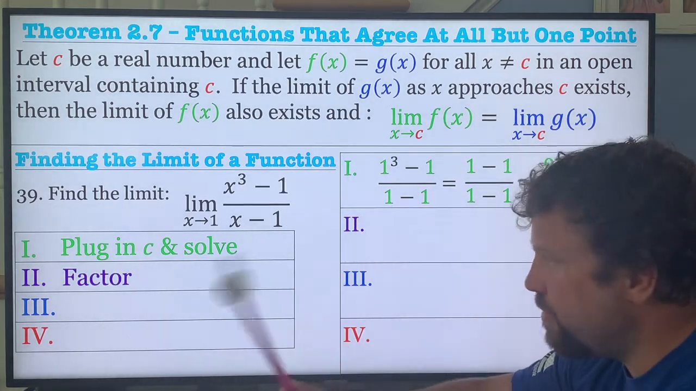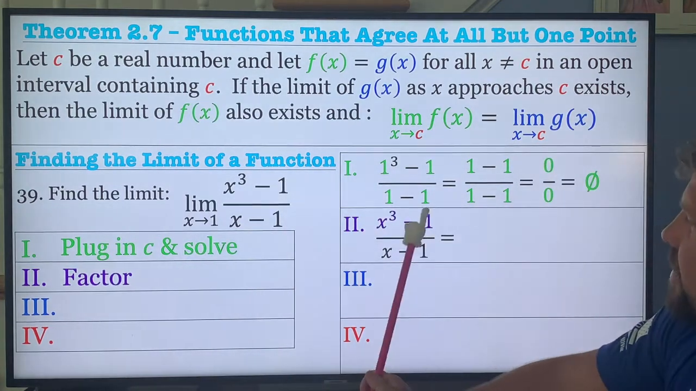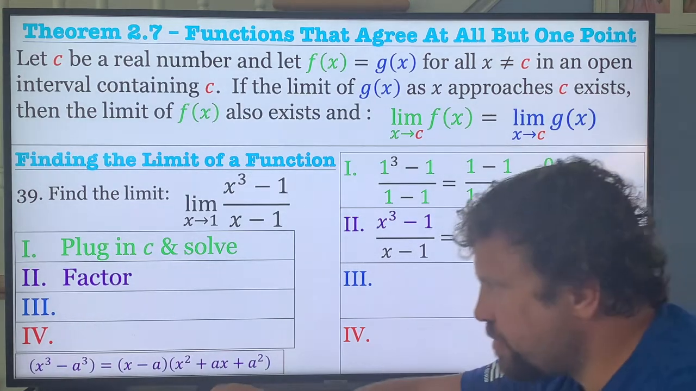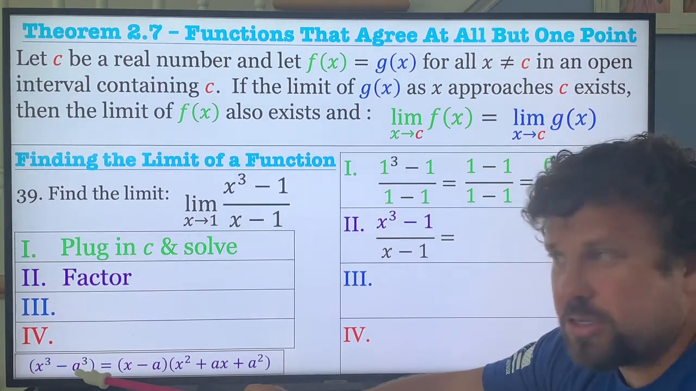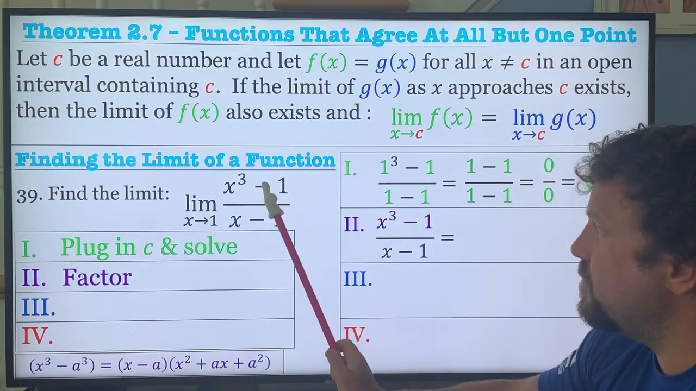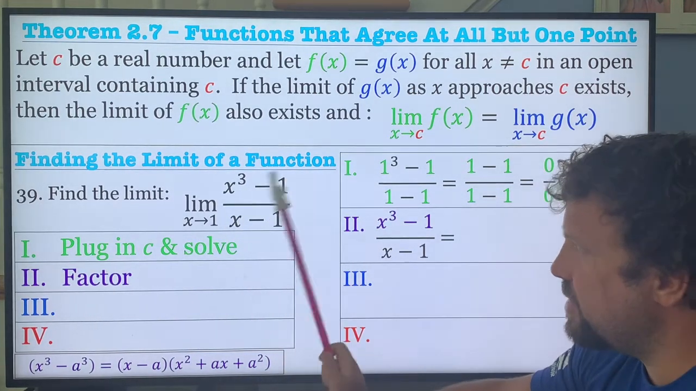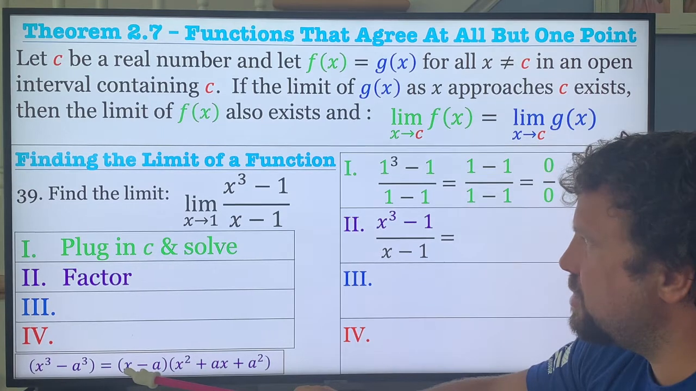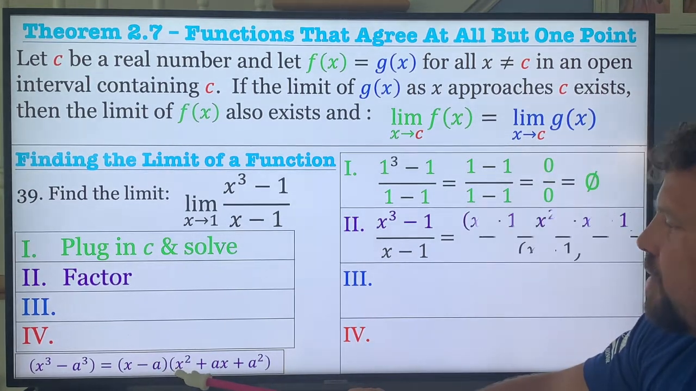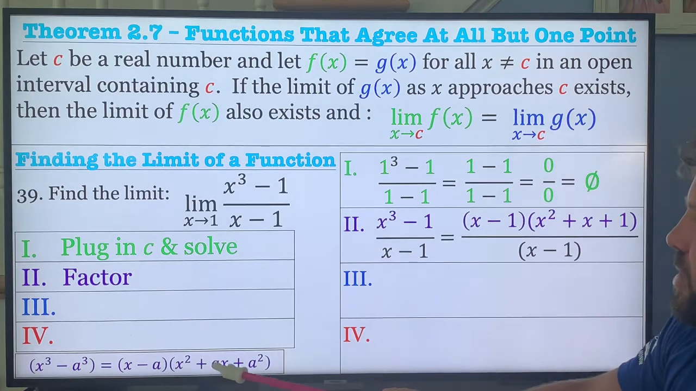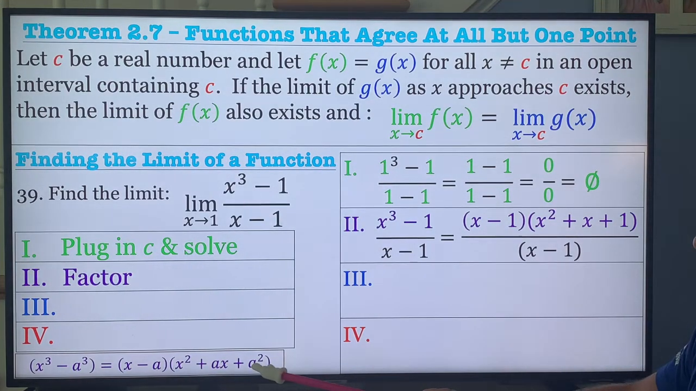1 cubed is 1. In case you forget how to factor this, really quickly, x cubed minus a cubed. A is just a number. So for instance, if a was 2, this would be x cubed minus 8. Okay, but in this case it's 1. So x is x, a is 1. So x minus 1 equals x squared plus 1 times x plus 1 squared, which is 1. So this is factoring this. You should know how to factor.